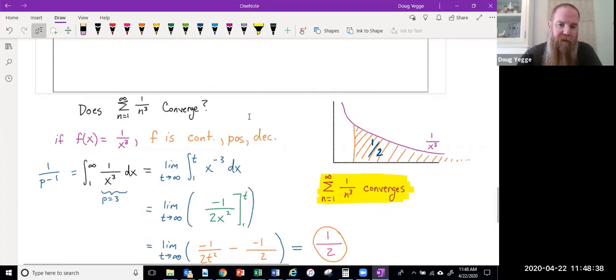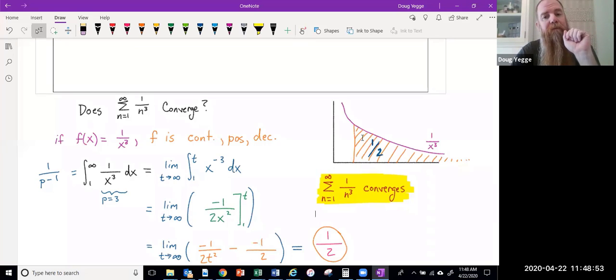All right, so that's a demonstration of how we could use the integral test to be able to demonstrate convergence or divergence. If the integral converges for this criteria, assuming that you have a function that's continuous, positive, and decreasing, if the series converges, or I'm sorry, if the integral converges, then the series converges, and if the integral diverges, then the corresponding series diverges as well.